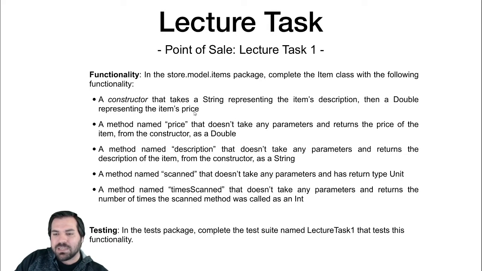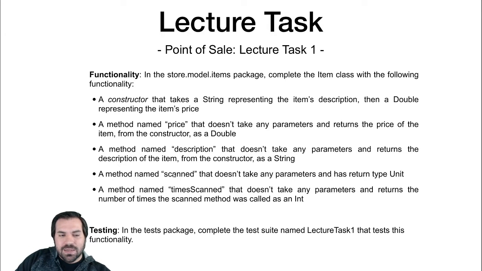And this is the base price. We actually already had this question in office hours. This is the base price of an item. When we do get to sales, that should not affect this price at all. This price is always going to stay the same. You can declare it with val if you want. This price will not change later on for those of you who are already ahead. A method named price that doesn't take any parameters and returns the price from the constructor, so just return this price. A method named description, which returns this description from the constructor.